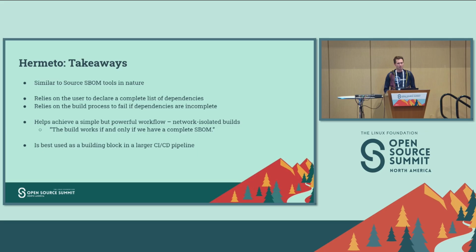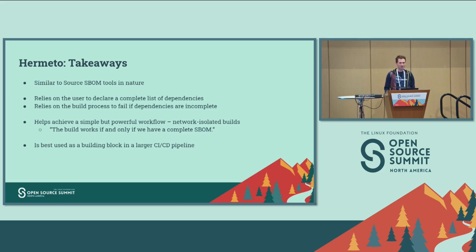So, to summarize, Hermeto is kind of just a source SBOM tool, except it also downloads the dependencies. Hermeto doesn't really do anything special to make the SBOM complete. Hermeto relies on the user already having a complete manifest of dependencies in the source repo. And Hermeto isn't always able to detect when some dependencies are missing, but relies on the build process to fail when that's the case. But Hermeto makes that easy. Hermeto makes it easy to do network-isolated builds, which give us the confidence to say that the build works if, and only if, we have a complete SBOM.